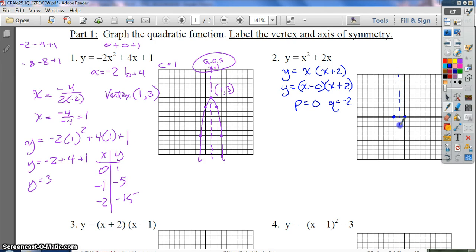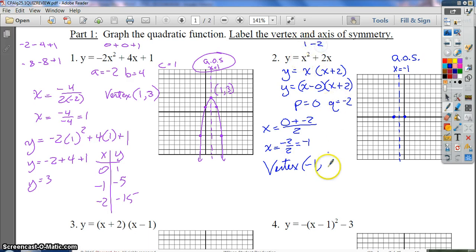I am then going to draw a vertical line that splits them at x equals -1. That's your AOS. If you can't see it, you do 0 plus -2 divided by 2. -2 over 2 is -1. So that's your vertex x-coordinate as well. So if I plug -1 in here, I get 1 minus 2, so -1. There's my vertex. I know it's opening up because A is +1. So -1, -1 is my vertex.